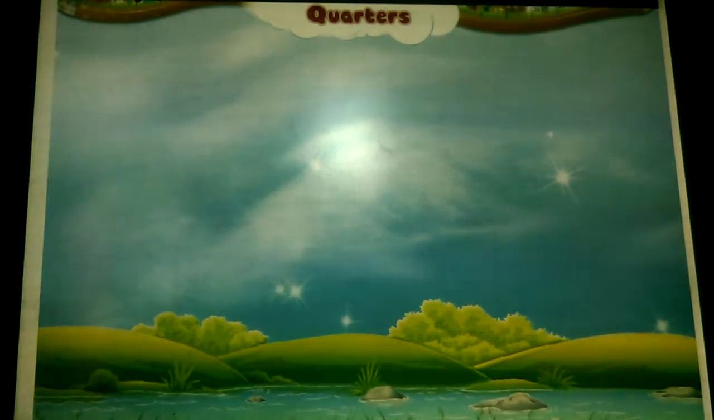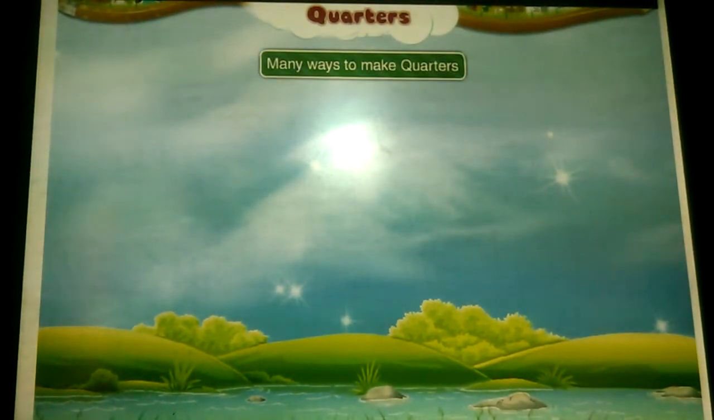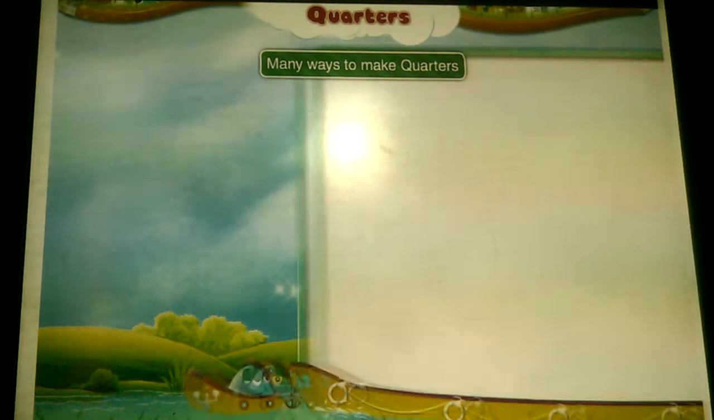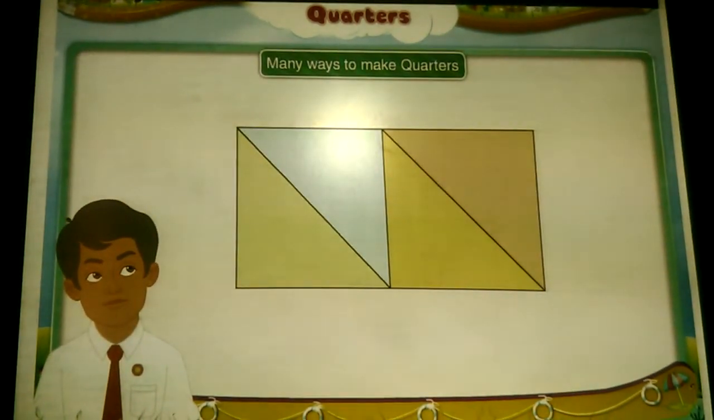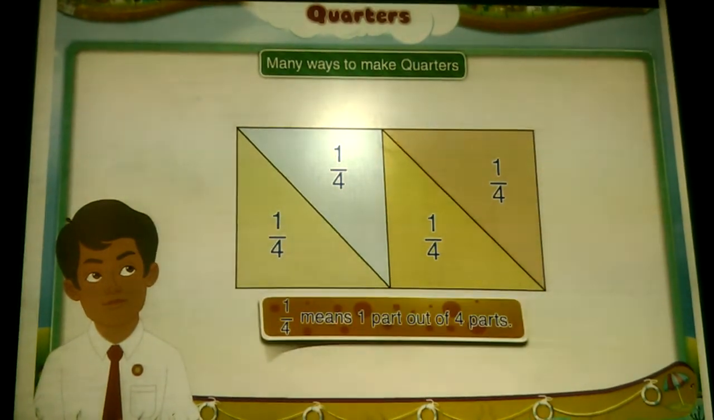Many ways to make quarters. A rectangle is divided into 4 parts as shown here. Each part is a quarter, which can be written as 1 upon 4. It means 1 part out of 4 parts.